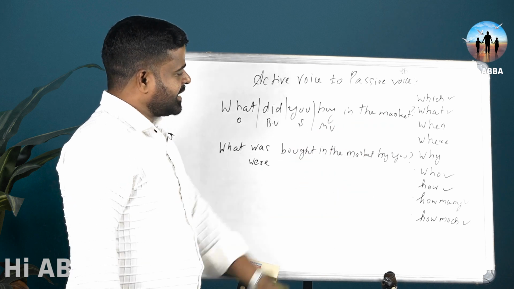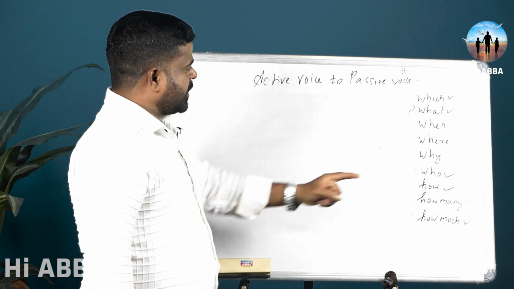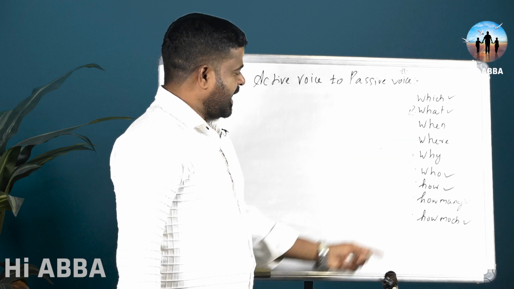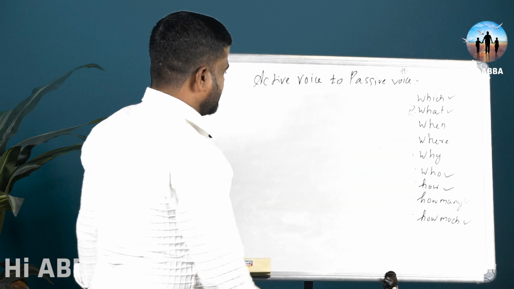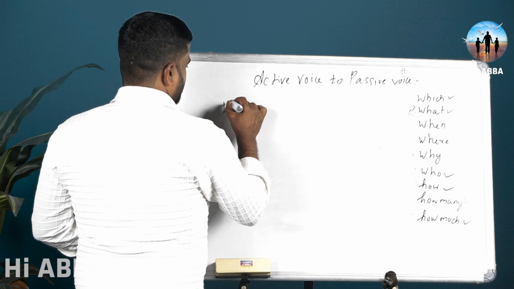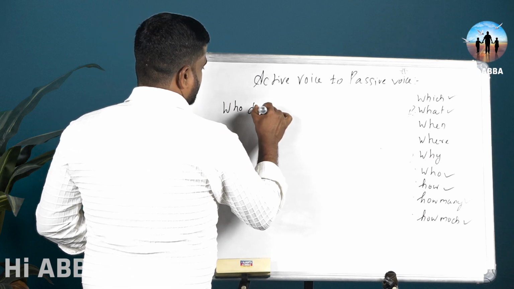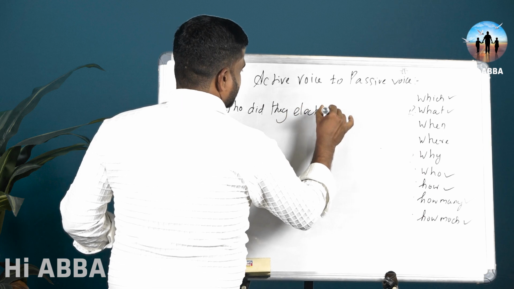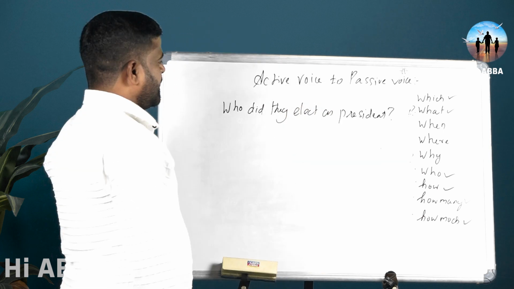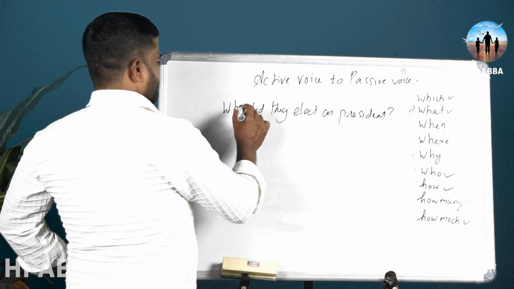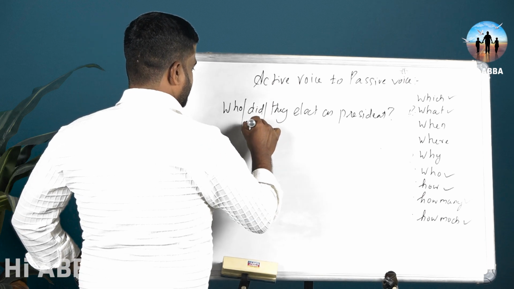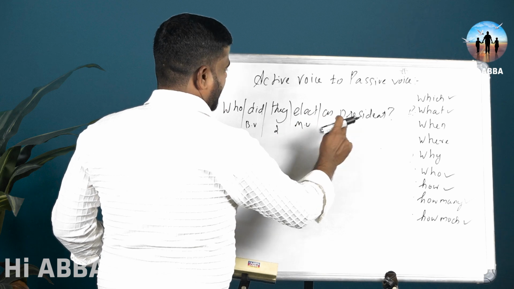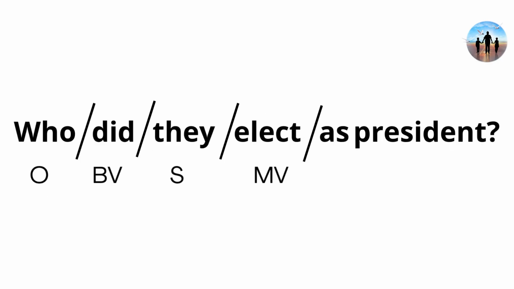Now we will see other sentences also. Now look at the actual list here. We have dealt with which and we have dealt with what, and the next one is who. Who did they elect as president? Now again, if we split this one, did is the be form verb, they is the subject, elect is the main verb, and that is not the object. Who is the object?